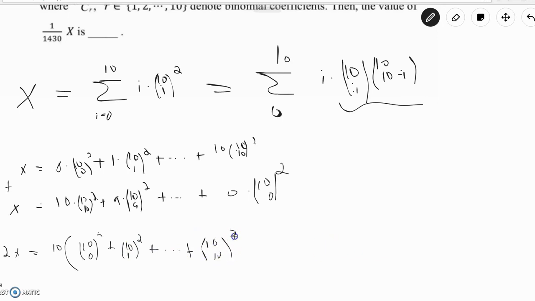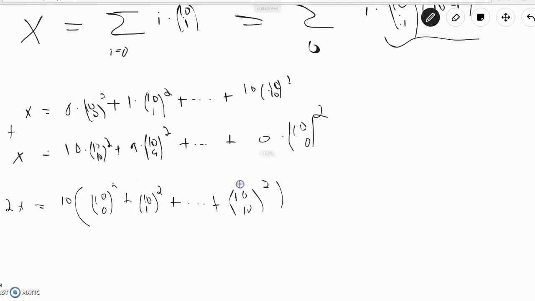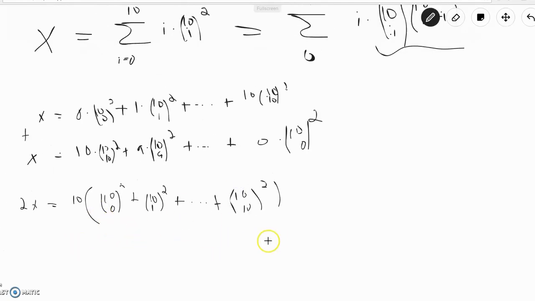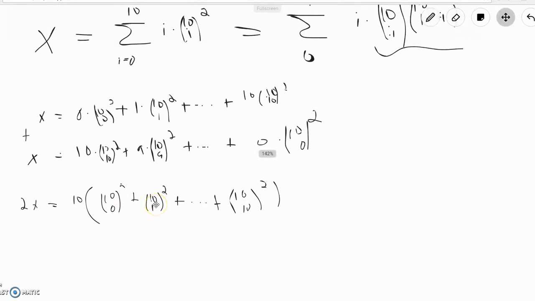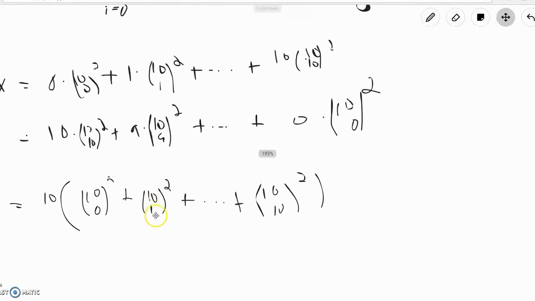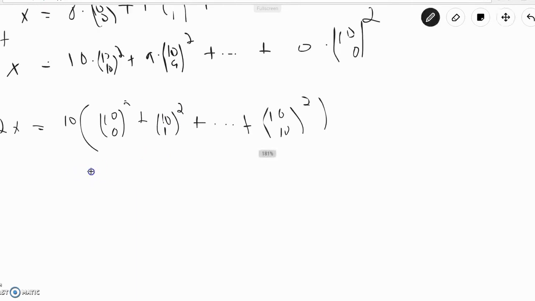And now all we have to do is compute this value. And this value in the parentheses is still very large, because we're squaring these binomial coefficients. So we want to find a cleaner way to solve this. Well, as we did earlier, we're motivated to write that 10 choose i squared is equal to 10 choose i times 10 choose 10 minus i.